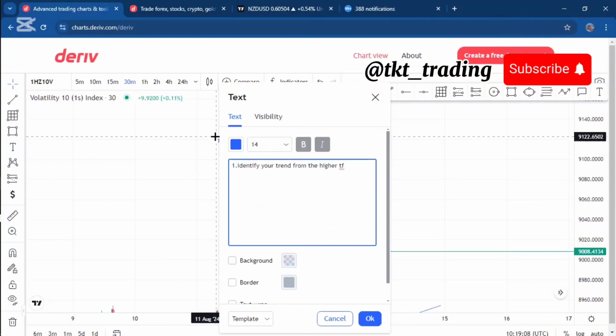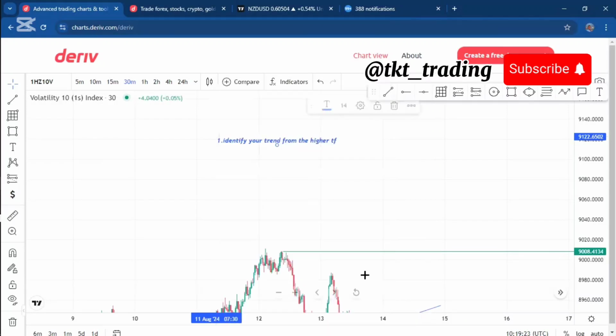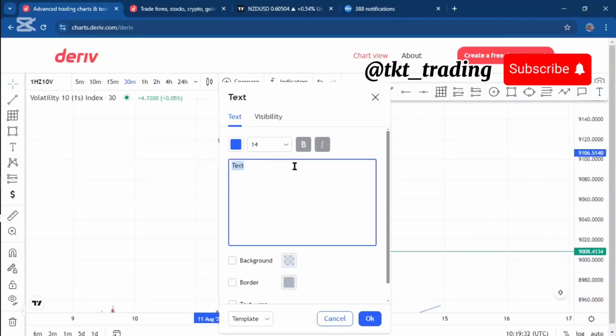Then number two, how can I even move down? So I just have to continue like this. Okay. Number two now. First thing, this is number one, identify your trend from the higher time frame. Number two, move to the lower time frame.